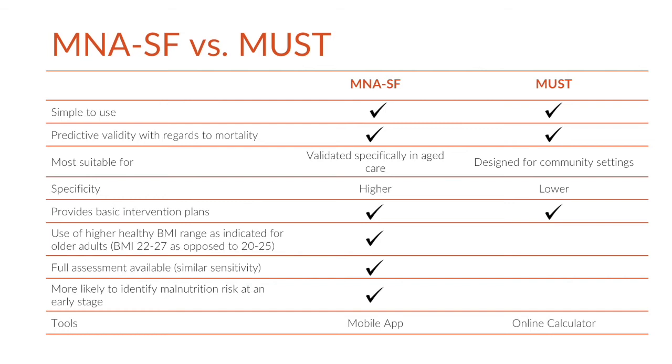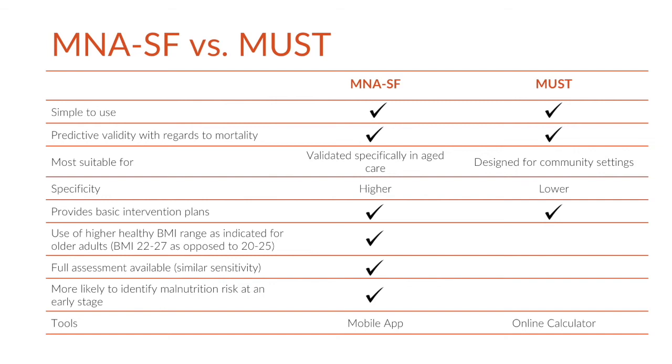The MNA-SF also offers higher specificity, and while both provide basic intervention plans, the MUST tool does not use the higher, healthier BMI range as indicated for older adults, so a BMI of 22 to 27 as opposed to 20 to 25. In addition, the MNA-SF makes a full assessment available and is more likely to identify malnutrition risk at an early stage.